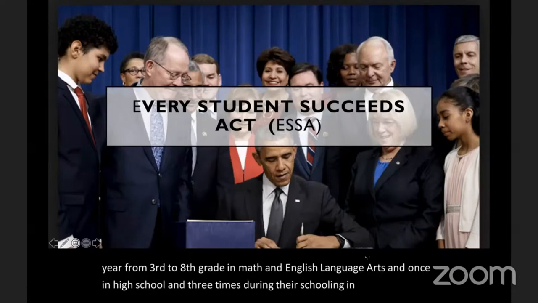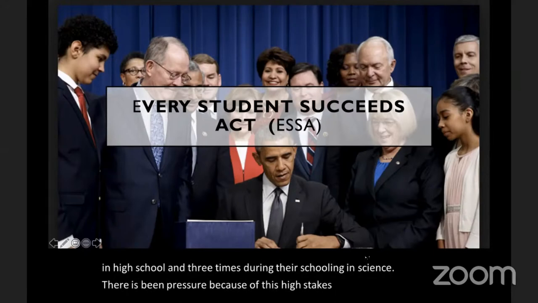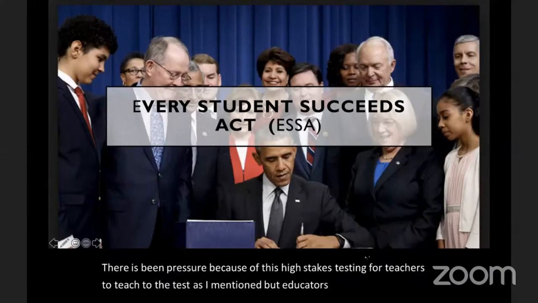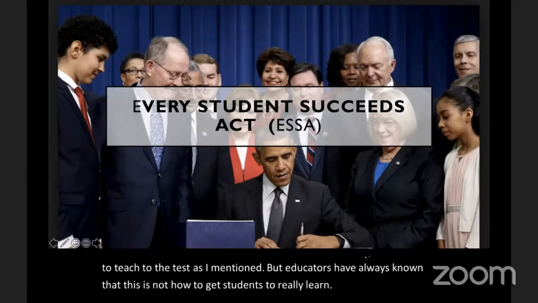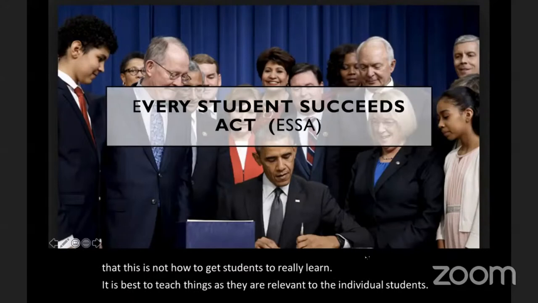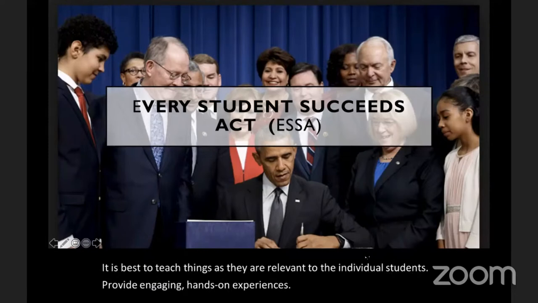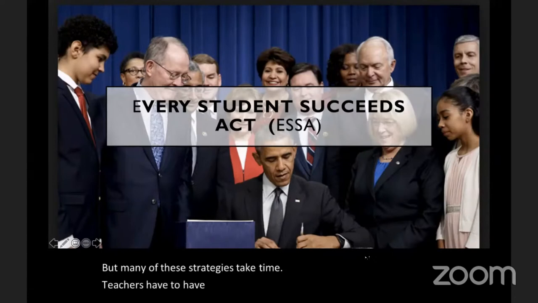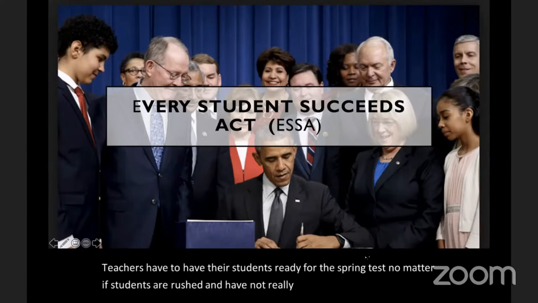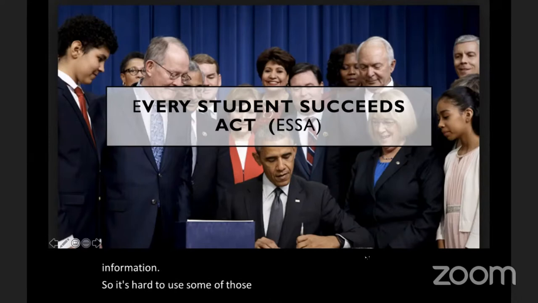There has been pressure because of this high stakes testing for teachers to teach to the test, as I mentioned. But educators have always known that this is not how to get students to really learn. It is best to teach things as they are relevant to the individual students, and provide engaging, hands-on experiences. But many of these strategies take time. Teachers have to have their students ready for the spring test, no matter if students are rushed and have not really absorbed the information. So it's hard to use some of those effective strategies. It's just a tough call.